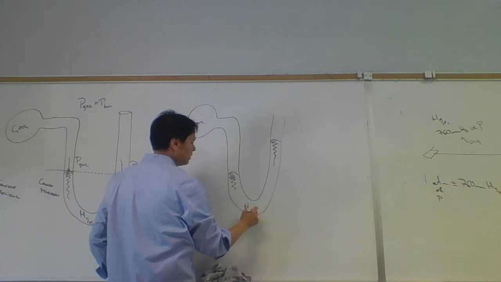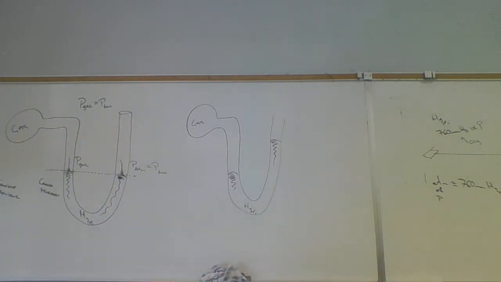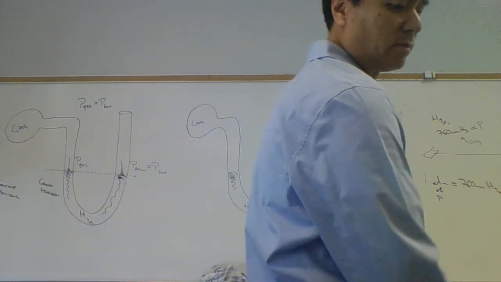This is liquid mercury. We use liquid mercury. Why do you think we use mercury, even though it's so toxic? We use it because of its density, it weighs a lot. We could use water, but it would be huge, unless we're measuring very small pressures. If we're measuring very small pressures, then sometimes water is used.